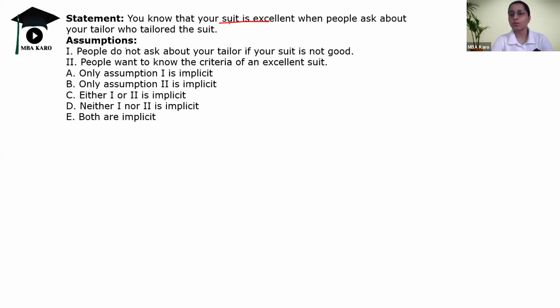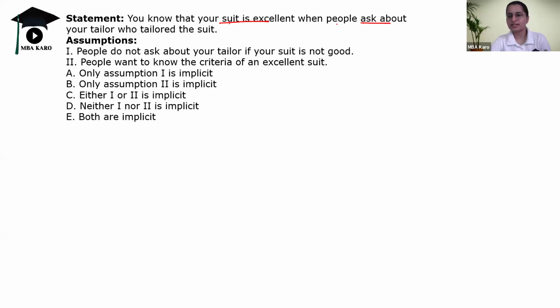Right? Why? Assumption: people do not ask about your tailor if your suit is not good. Second, people want to know the criteria of an excellent suit. Think from the point of view of the author, and your assumption should support the statement. You know that your suit is excellent when people ask about your tailor. So he has mentioned that you know your suit is excellent. How do you know it? When people ask about your tailor who tailored the suit.